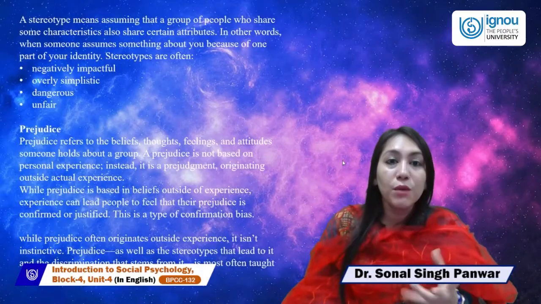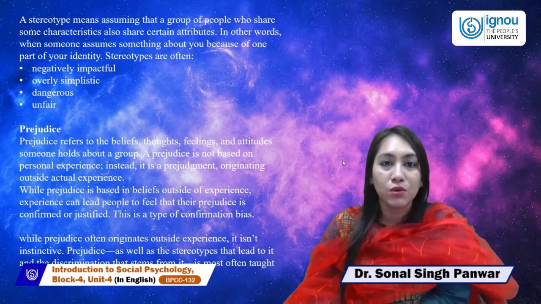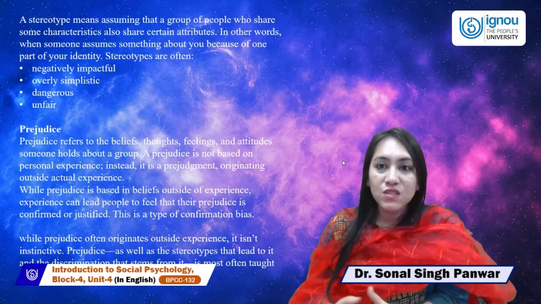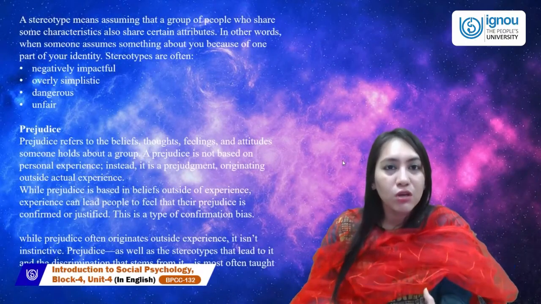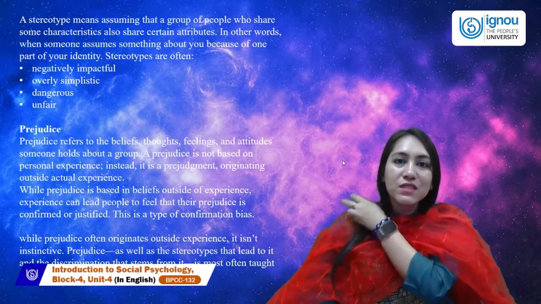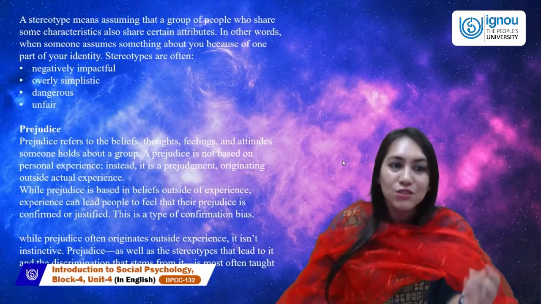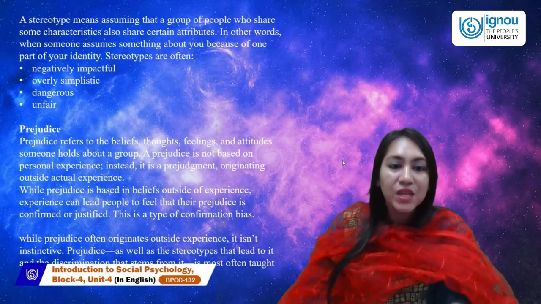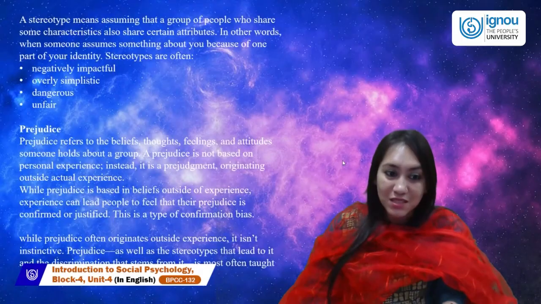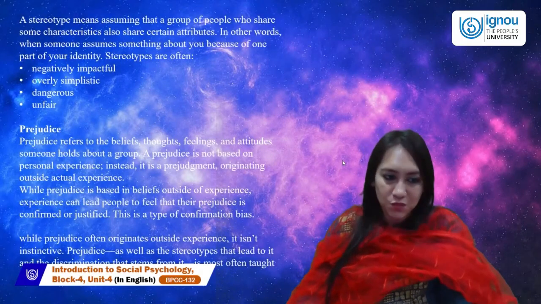Prejudice refers to a belief, thoughts, feelings, and attitudes someone holds about a group. So belief system is a complete cognition. It's stronger than the stereotype. Why? Because it has a belief system. Belief is the cognitive thought. The thinking, reasoning has already been done here. So this is stronger than stereotype. It's not based on personal experiences again. It is again a prejudgment originating outside the actual experience.